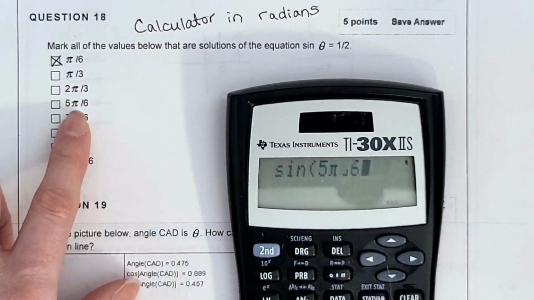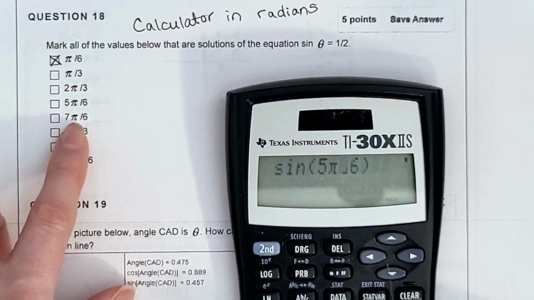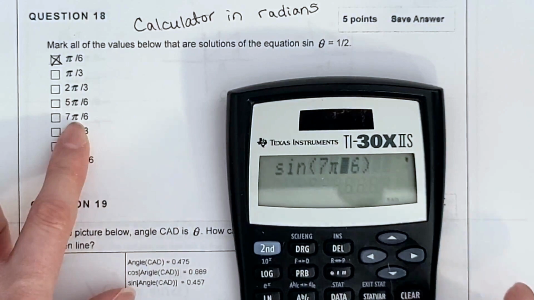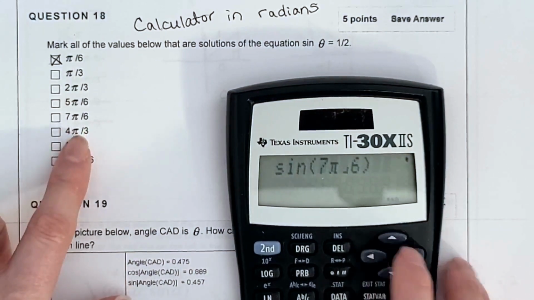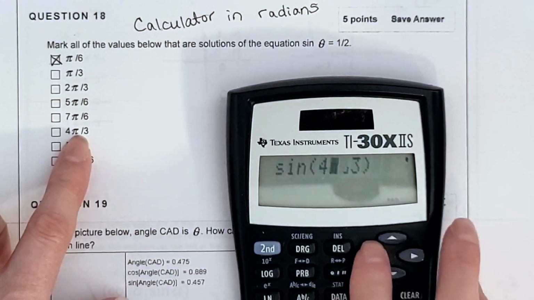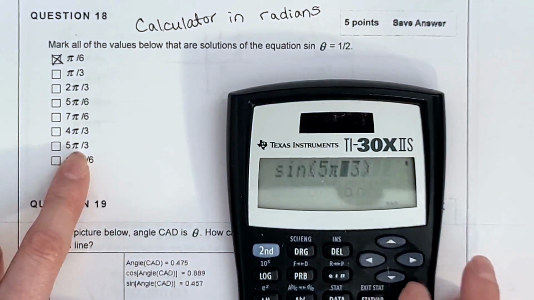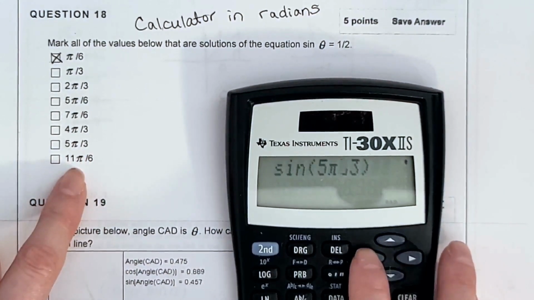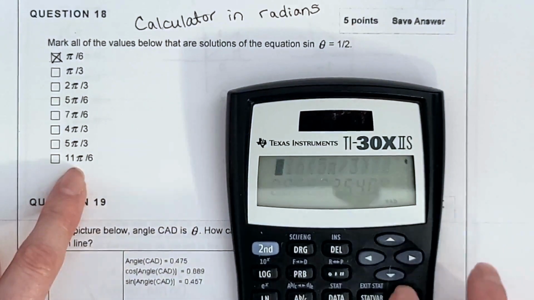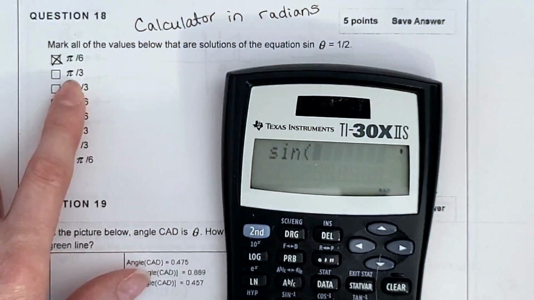5 pi over 6. Syntax error. 7 pi over 6. Syntax error. Thinking this might not actually work for all of your answers. I think if you did it this way, you might only get half of your answers right. Oh, I think I need to use the actual divide. Oh, yep. All right, you can't use the ABC button. It does not work. All right, let's try this again.